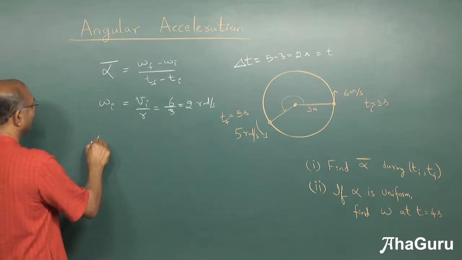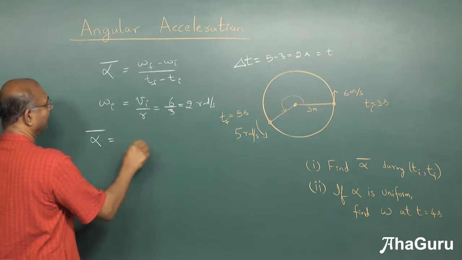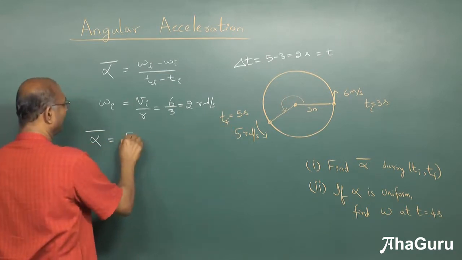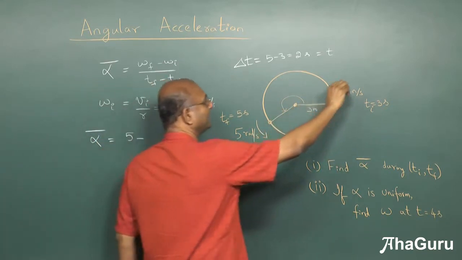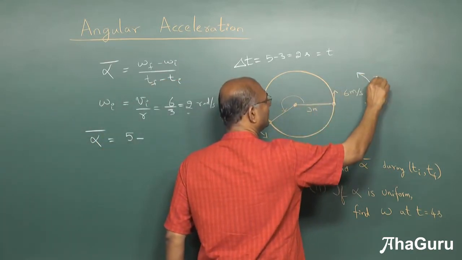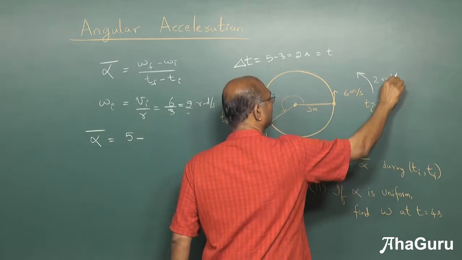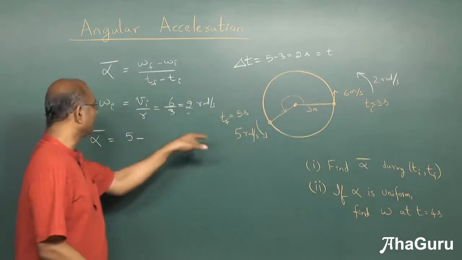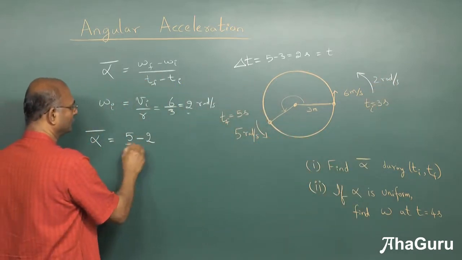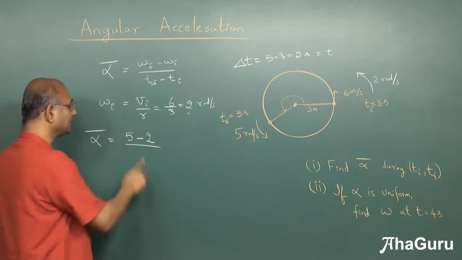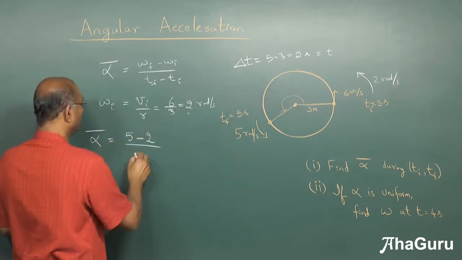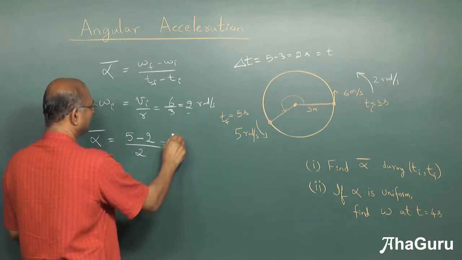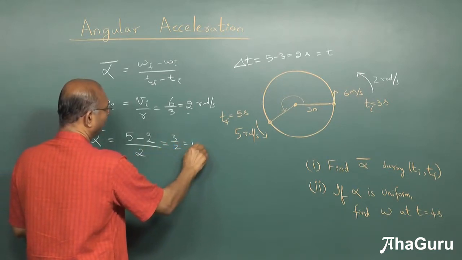So therefore, average alpha is final omega minus initial omega. I'll mark it here, saying that initially it was 2 radians per second. So that means from 2 it has become 5. So 5 minus 2, that is a change of 3. This is delta omega, right? Divided by the time interval, which is 2 seconds. So this is 3 by 2, 1.5.